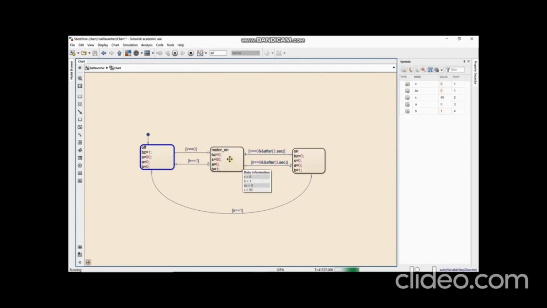Now between these two states, motor on and on, with a delay of 3 seconds, shifting takes place for flipping of the servo from 90 degrees to 0 degrees, and it occurs simultaneously with launching of the ball. The ball drops from the holding unit to the launching unit and launches with a delay of 3 seconds. In any case, if the balls in the ball rack finish, IR becomes 1, and from either the motor on or on state, the system can go to the off state.